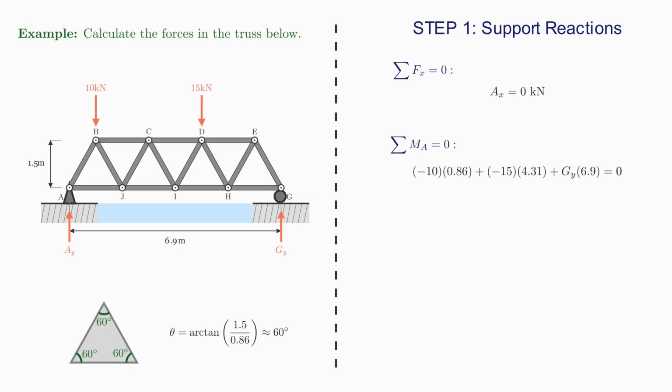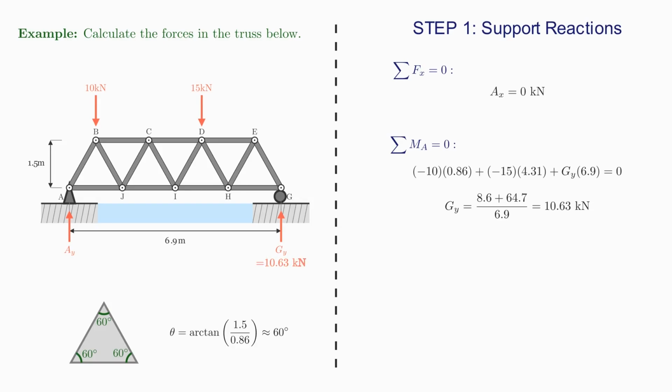Rearranging this equation, bringing the minus 10 times 0.86 and the minus 15 times 4.3 over to the right-hand side, they become positive. Dividing by the 6.9, this gives us a value for GY of 10.63 kilonewtons. I can add this onto the diagram.